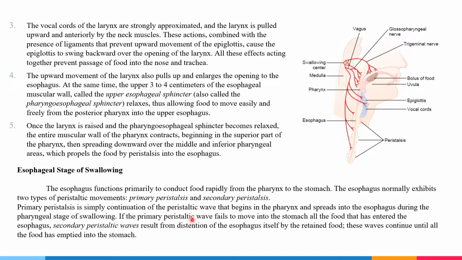If the primary peristaltic wave fails to move into the stomach all the food that has entered the esophagus, a secondary peristaltic wave will result from distension of the esophagus itself by the retained food. These waves continue until all the food has finally emptied into the stomach.